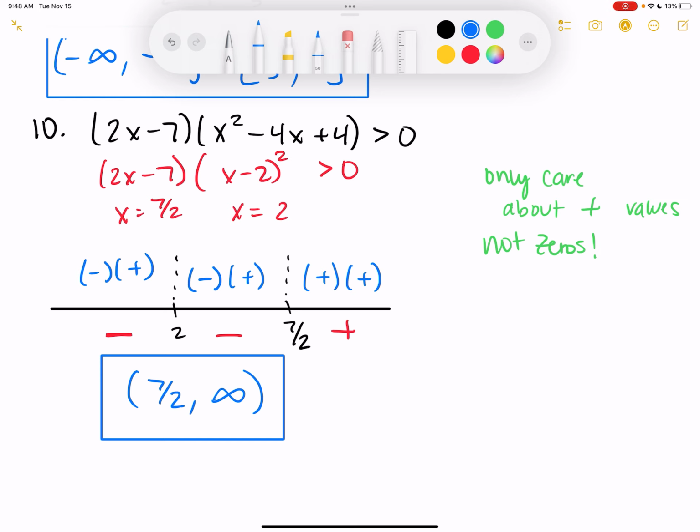So the second part, because it's being squared, no matter what happens, it's positive. So I only care about what's happening in the first part. So using 0, that would have made that negative. Using 3, that made that negative. And using 4, that made that positive.